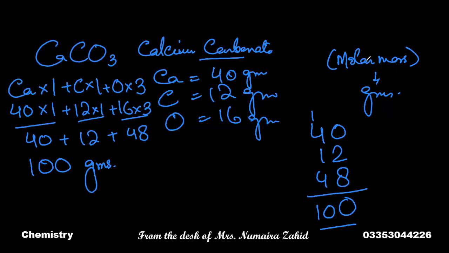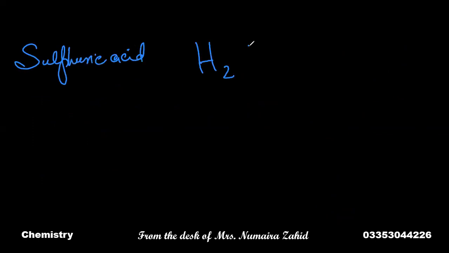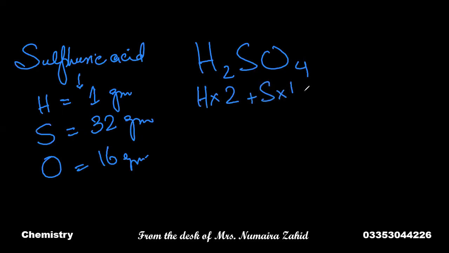Similarly, let's take another example, let's say, sulfuric acid. Okay. For sulfuric acid, we know that the formula is H2SO4. Sulfuric acid contains hydrogen, sulfur, and oxygen. Hydrogen is 1 gram in its molar mass, sulfur is 32 grams and oxygen is 16 grams. So there are 2 atoms of hydrogen, 1 atom of sulfur, and 4 atoms of oxygen.